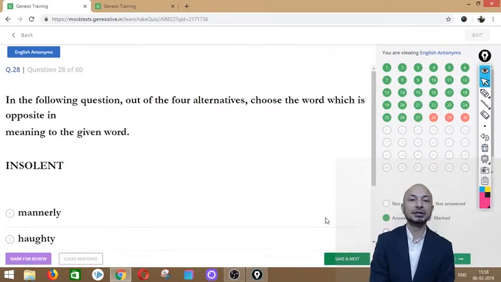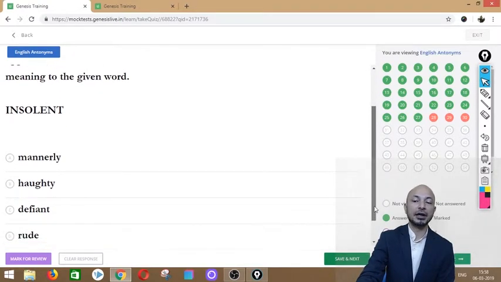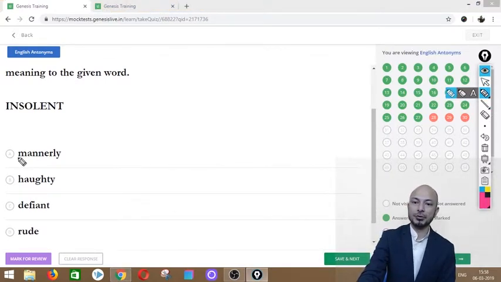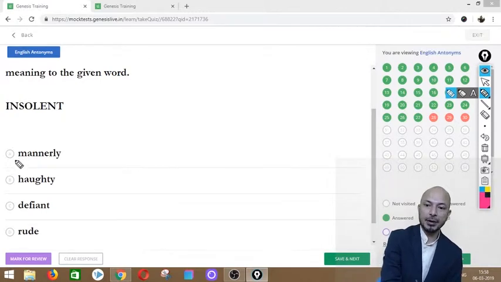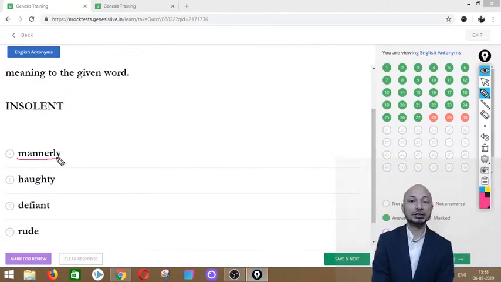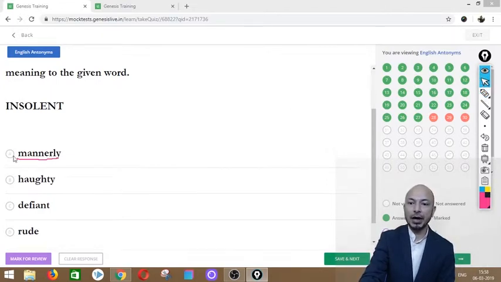So question number 28, the word is insolent, and the options given are mannerly, haughty, defiant, and rude. And the correct option is option A, which says mannerly. Insolent is someone who is very rude, who doesn't have good manners, and mannerly is just the opposite. Someone who has good manners is mannerly. So antonyms again, option A we click and say next.